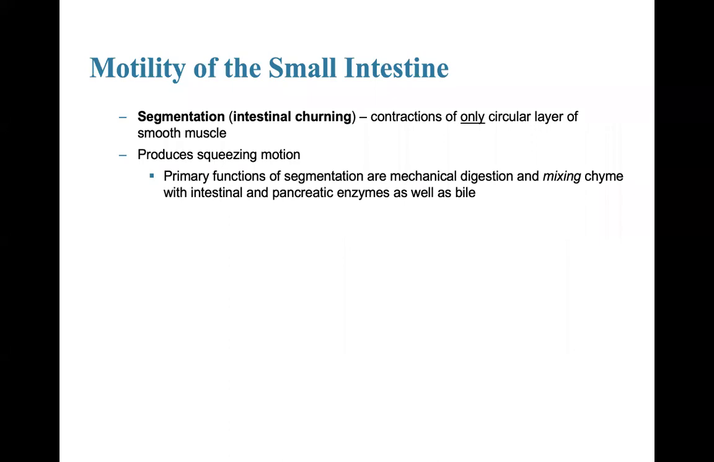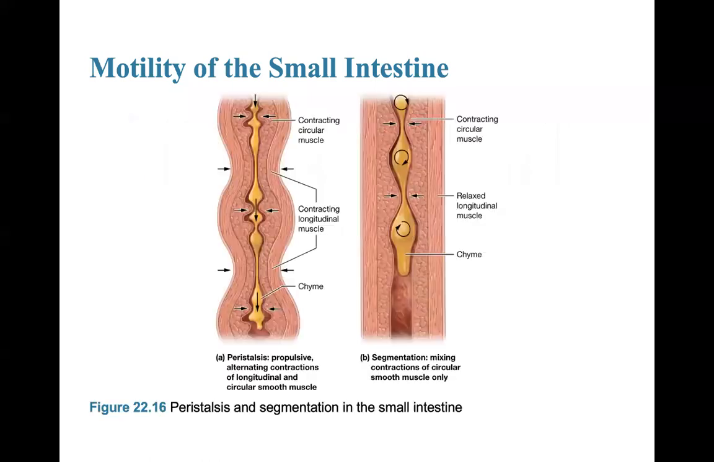Segmentation is actually intestinal churning. It involves contractions of only the circular layer of the smooth muscle. This produces a squeezing motion, and this primarily functions for mechanical digestion and mixing of chyme with the intestinal and pancreatic enzymes as well as bile. So here you can see peristalsis, where it's a continuous wave-like motion, and here's more of segmentation, where you're just having a circular muscle that's contracting there.